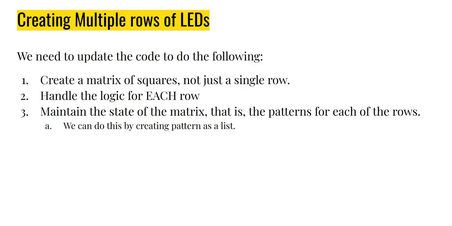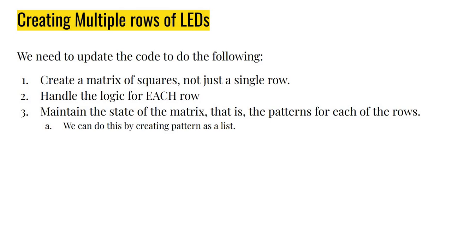So let's first understand what is it that we need to do to go from, let's say, one row of LEDs to this matrix that we have. Clearly we need to create a matrix of squares, not just a single row. So that obviously has to happen. Then we need to handle the logic for each row, to be displaying the pattern that we have for that particular row.